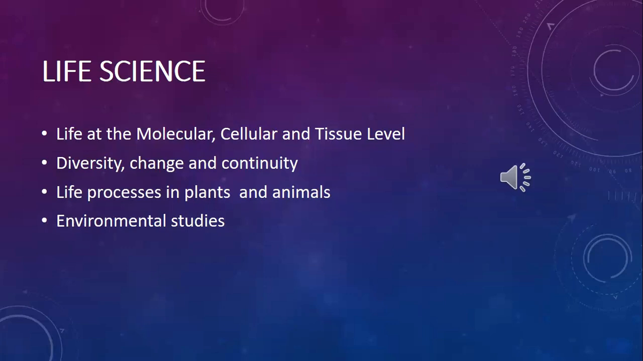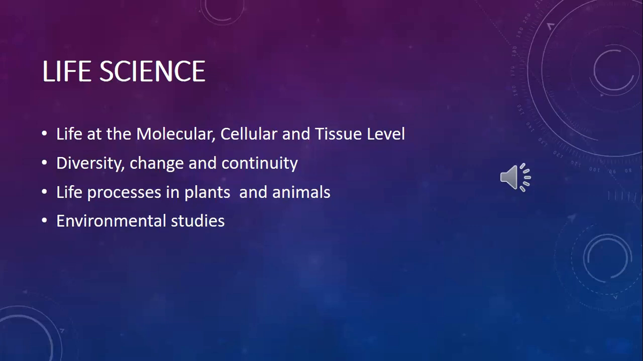And the third one is life processes in plants and animals. So here we're going to look at the process of photosynthesis, cellular respiration. We look at the human digestive system in detail. We look at the human excretion system in detail and gas exchange. And we learn about how those systems and functions keep all the living things living.